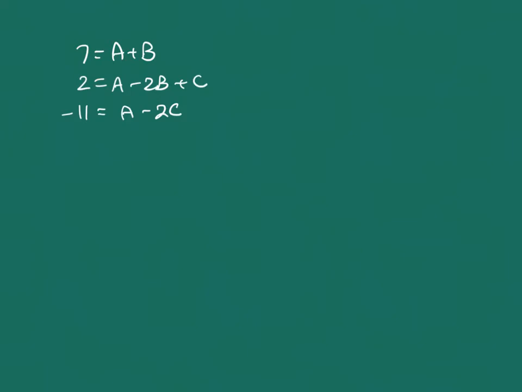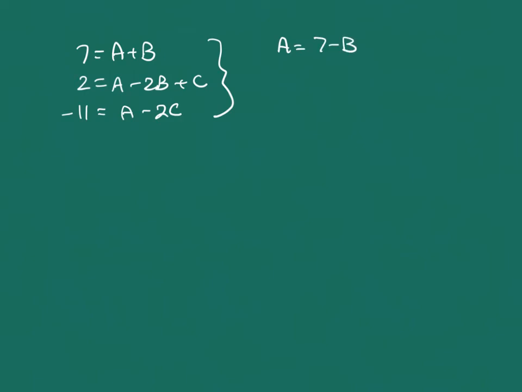So now we have our system that we need to solve. So we've got 7 is equal to a plus b, 2 is equal to a minus 2b plus c, and 11 is equal to a minus 2c. Well, something that we can do to simplify these is get rid of our variable a by saying that from our first equation, a is going to be 7 minus b.